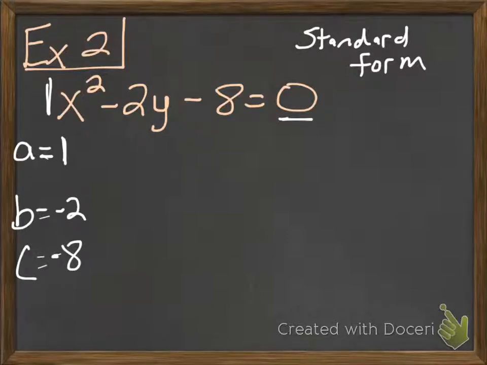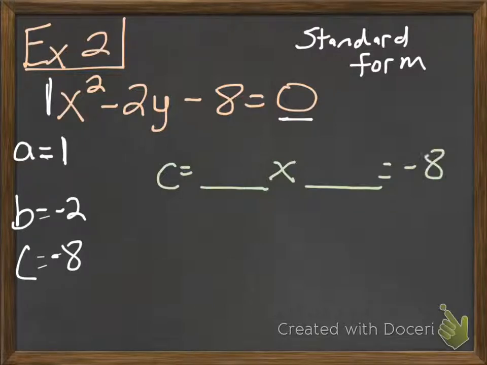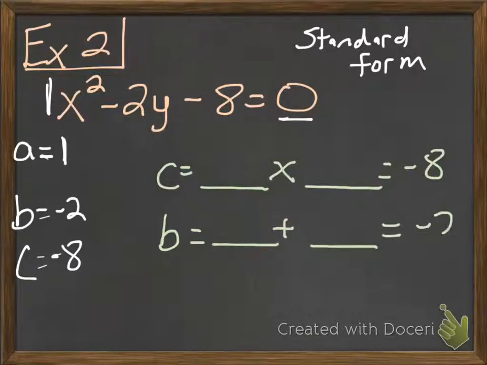Now, what I'm going to do is try to come up with two numbers, two integers, that when I multiply them gives me c. So I need to think of factors of negative 8. And when I add them together, it gives me b, which b in this case is negative 2. So all I'm doing is I'm factoring this quadratic equation that's already written in standard form.